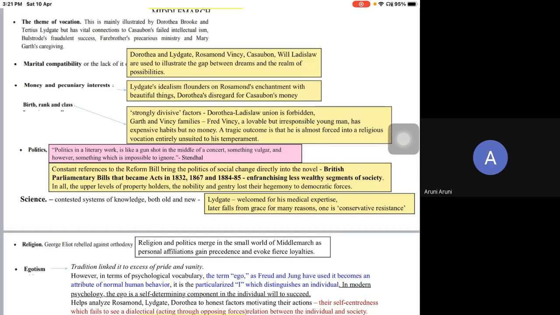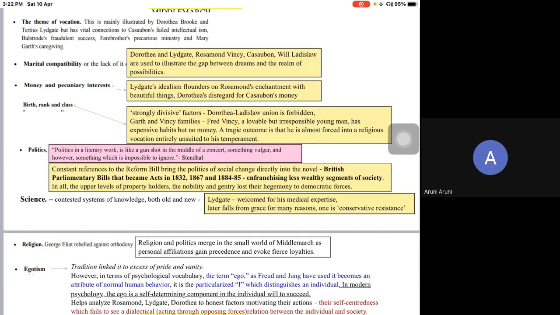Then politics. Politics in a literary work is like the gunshot in the middle of a concert, something vulgar and yet something which is impossible to ignore, said the writer Stendhal. Constant references to reform will bring the politics of social change directly into the novel. British parliamentary bills that became acts in 1832, 1867, 1884 and 85, enfranchising less wealthy segments of society. In all, the upper levels of property holders, the nobility and gentry, lost their hegemony to democratic forces. So, as far as politics is concerned, this is what happens in the novel.